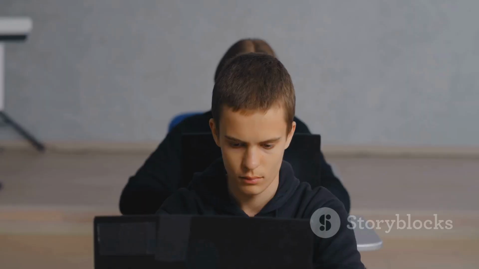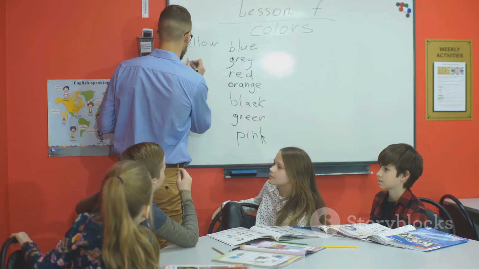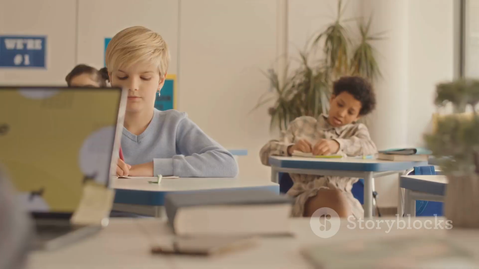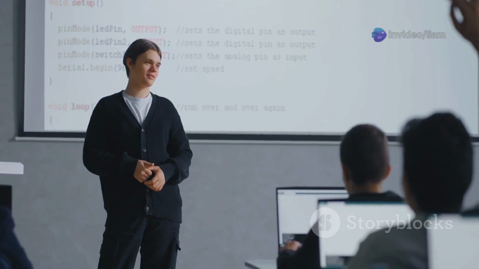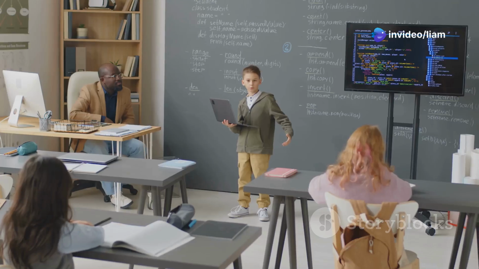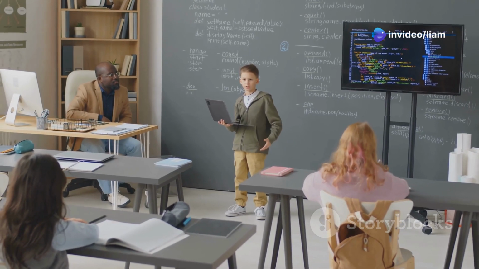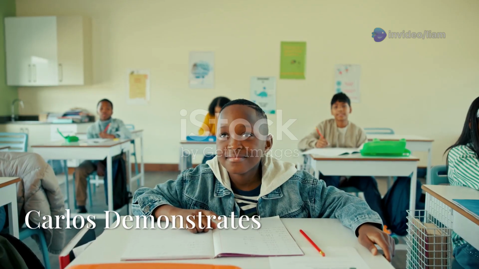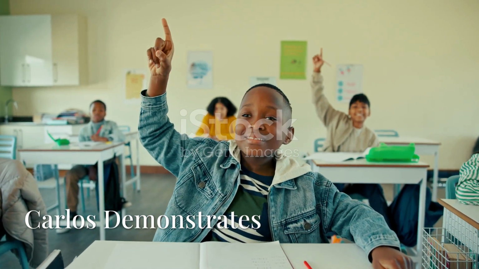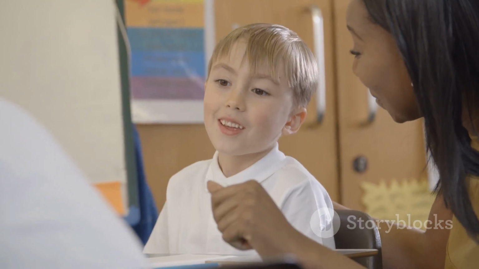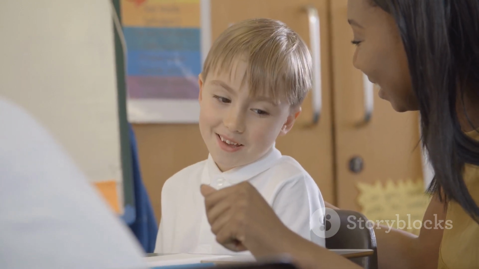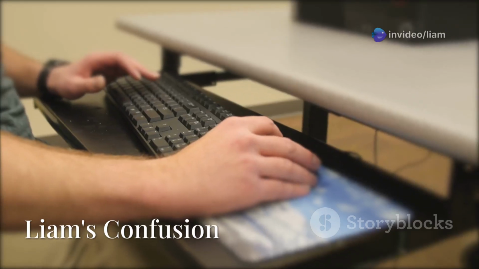Alright class, today we're going to build a simple program that calculates the area of a circle. Remember to define your variables and use the correct syntax. Carlos, perhaps you can demonstrate the first few lines. Sure, Mr. Harrison. You start with import math for pi, then radius equals float input. Enter the radius.